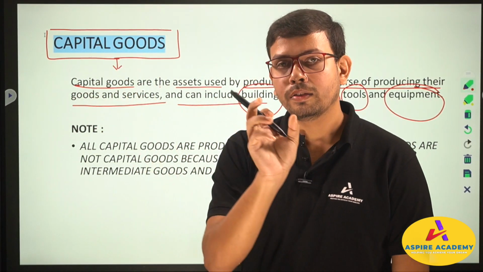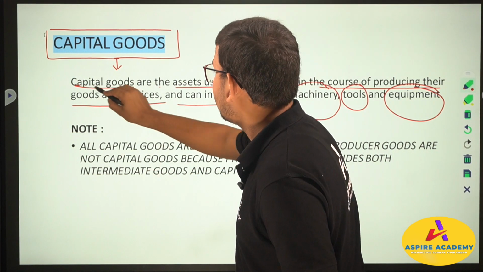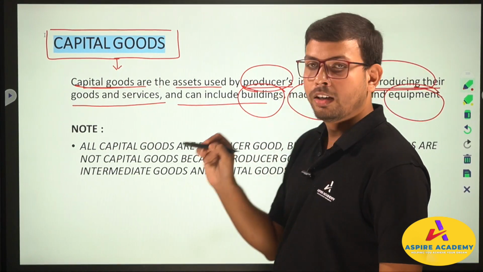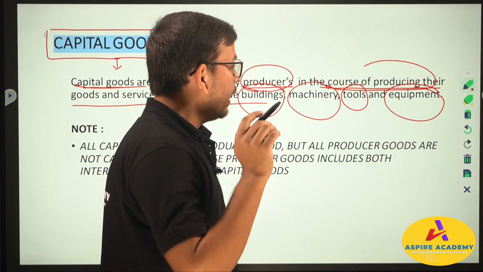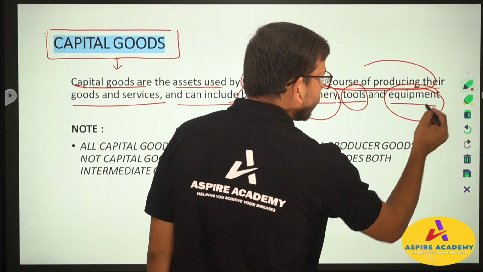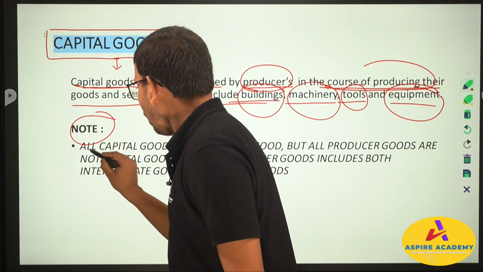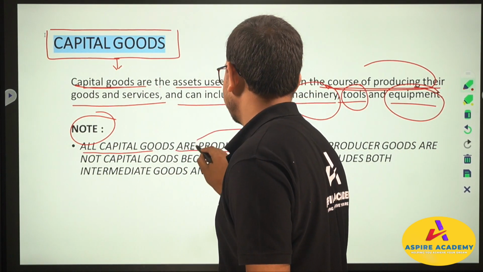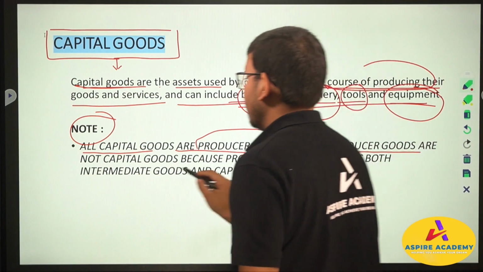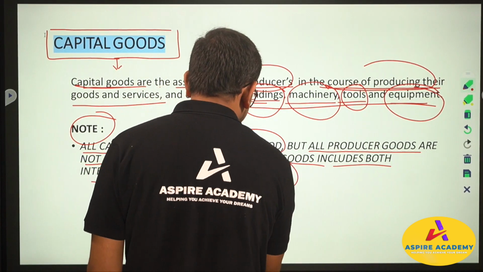So capital good is a final producer good. What capital good exactly is? Capital good is nothing but that good which is used by a producer in the course of production of goods and services. Examples are building, machinery, tools, equipment, etc. But there is a point to note down: all the capital goods are producer goods, but all the producer goods are not capital goods, because producer goods include both intermediate goods and capital goods.